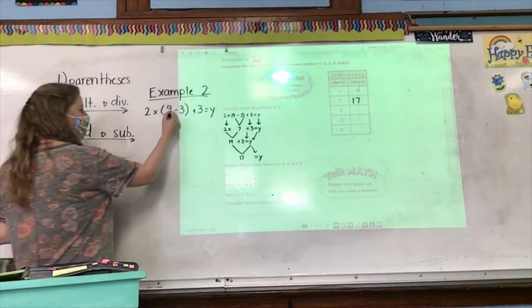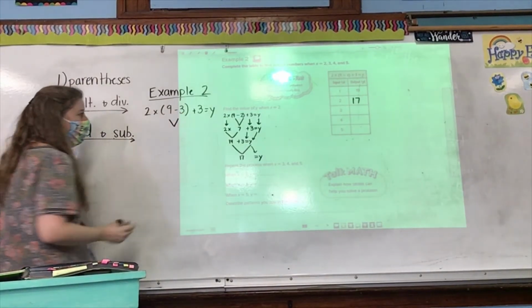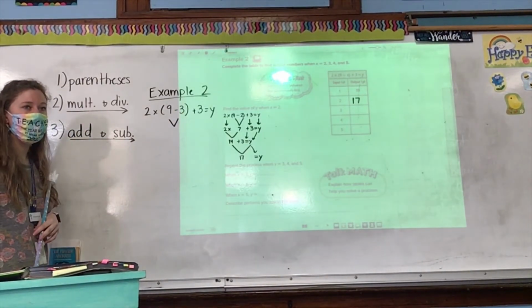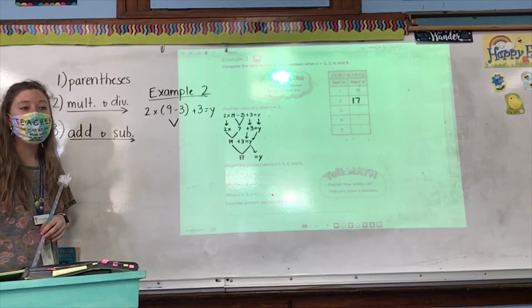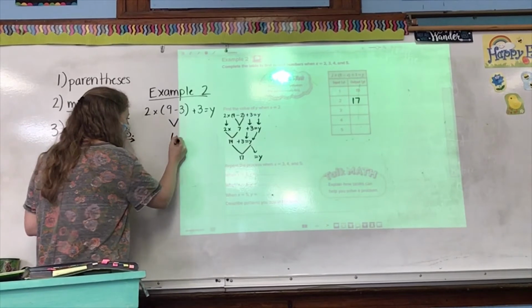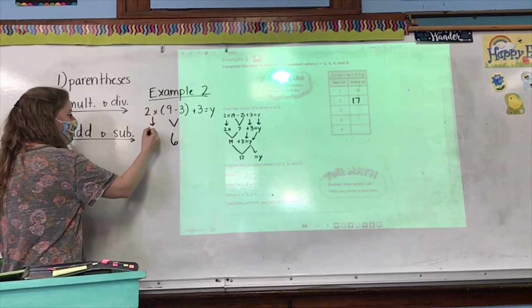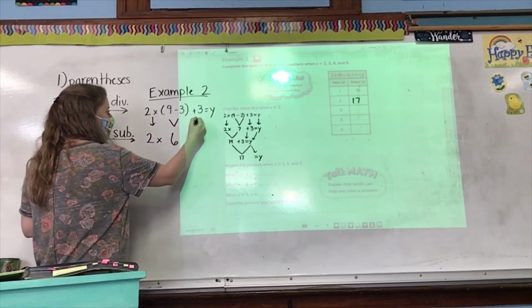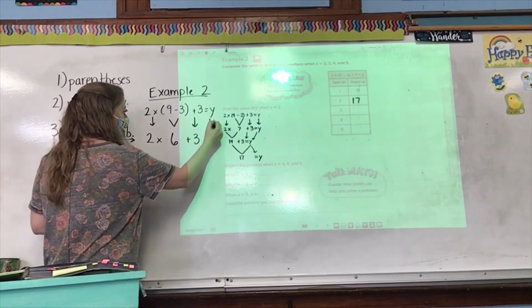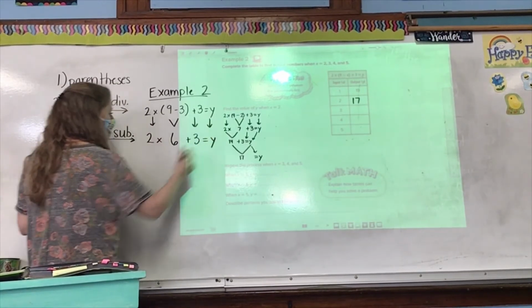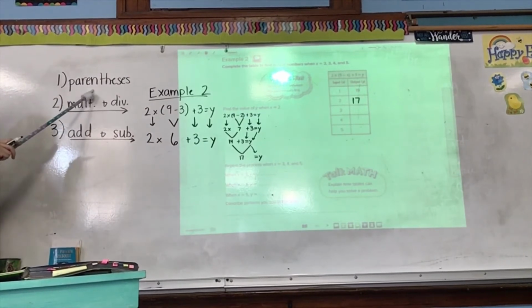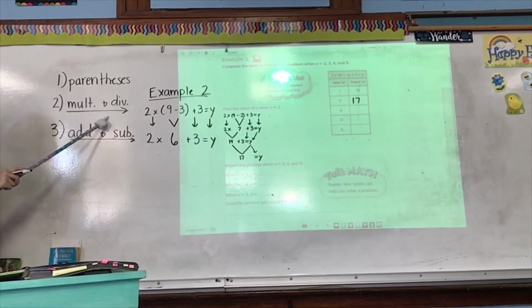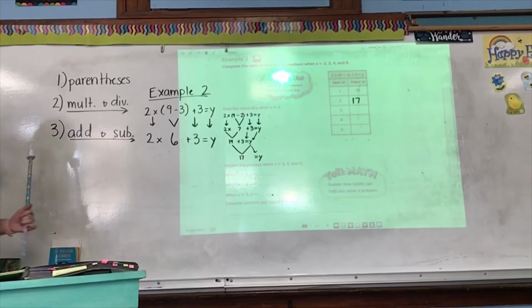Parentheses first. Class, 9 minus 3 is? 6. Bring down the rest of the equation. Two times 6 plus 3. We have no more parentheses. So let's move on to step 2. Multiply and divide from left to right.